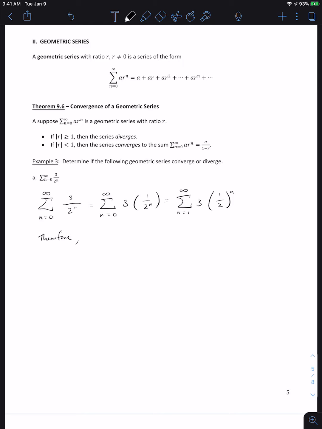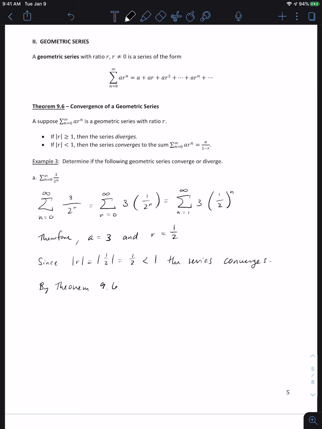So my a, again, is that coefficient, so that's going to be 3, and my ratio r is equal to whatever's being taken to the nth power. In this case, it is 1/2. So now we can tell whether or not this converges or diverges by theorem 9.6. Since the absolute value of r, which is the absolute value of 1/2, is equal to 1/2, which is less than 1, we know that it converges. And even better, because it's a geometric series, we know what it converges to.